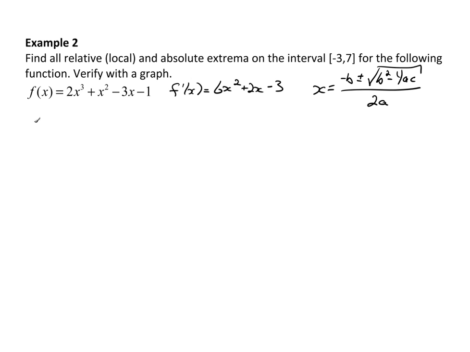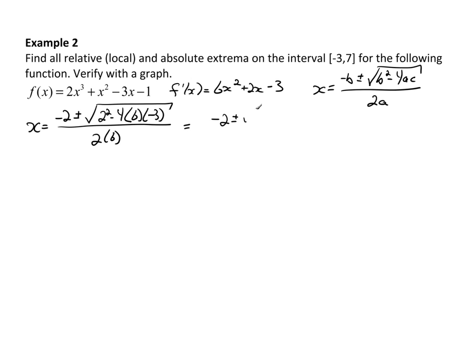Okay, so what I have here is x is going to be equal to negative b, that's a negative 2, plus or minus the square root of 2 squared minus 4 times 6 times a negative 3, over 2 times 6, which equals, when you do all the arithmetic, negative 2 plus or minus the square root of 76 over 12.